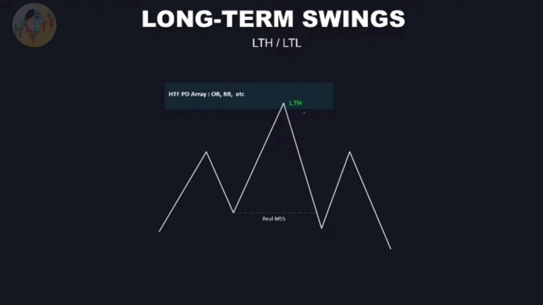I hope this explanation clarifies that a long-term high provides us with a narrative about the market's future direction, indicating what the market is signaling after reversing from a high time frame PDR. The market structure has shifted, indicating a transition from an uptrend to a downtrend. In simpler terms, smart money is reversing.